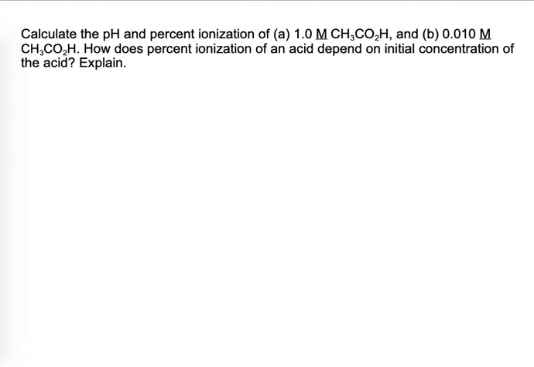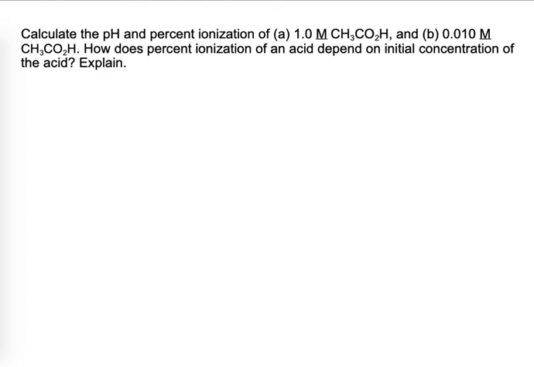So here's an interesting problem. Calculate the percent ionization of 1 molar acetic acid and 0.01 molar acetic acid. How does the percent ionization of an acid depend upon the initial concentration? This is really interesting. We're starting with solutions of the same acid, acetic acid, so we have the same value of Ka, but we have different initial concentrations. How will this affect the pH and the percent ionization?